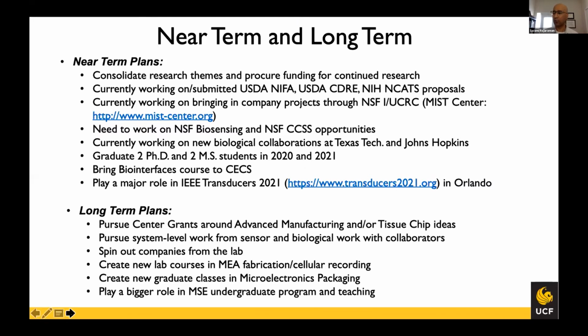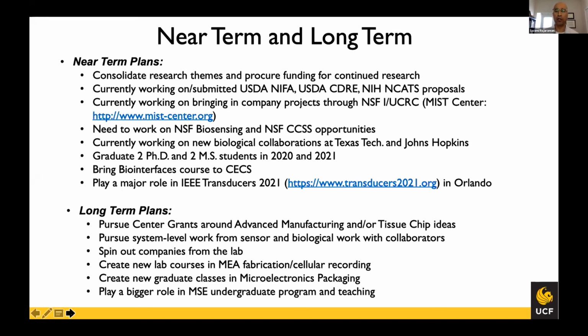The near-term and long-term objectives include consolidating the current research team and procuring funding. I'm working on submitting proposals to both USDA and NIH. I'm also working in ECE with the MIST Center to try and bring more companies into the MIST Center for company-funded projects. Also, graduating the students that I have, including a couple of PhD students, and establishing new collaborations with other organ-on-a-chip people at Texas Tech and Johns Hopkins.